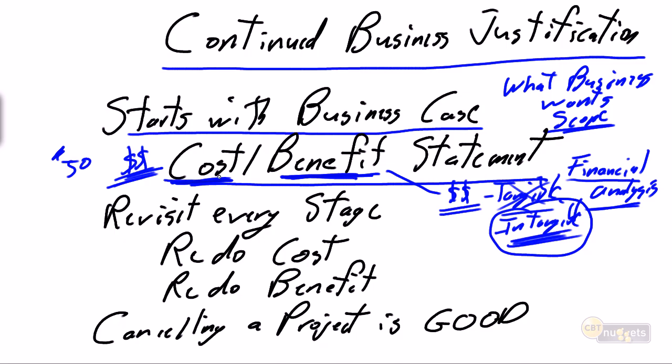Costs, again, tongue-in-cheek, are easy to come up with. Benefits are much more challenging. But we start the project with the business case and the cost justification, hopefully with our friends from finance. And then again, message you've heard already, we revisit it at every stage. We need to redo the cost, i.e.